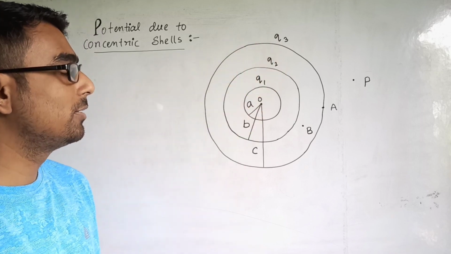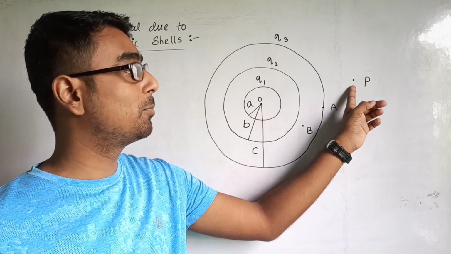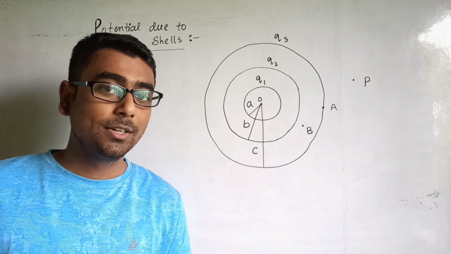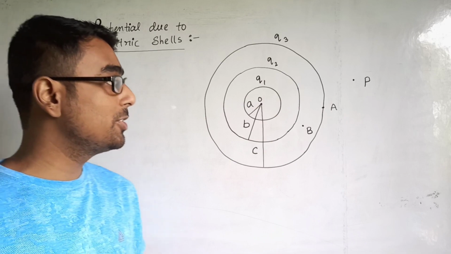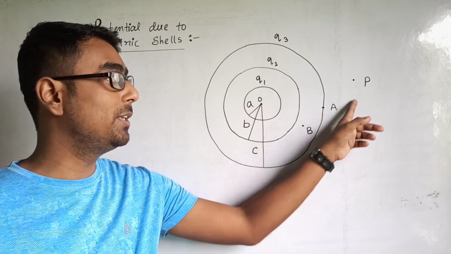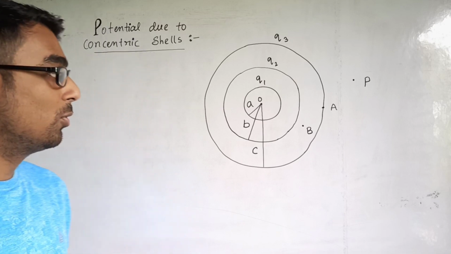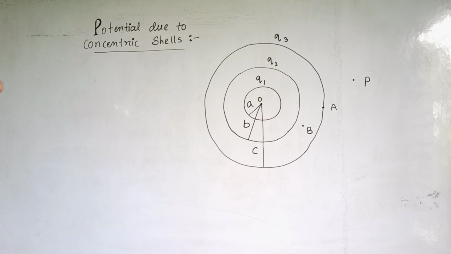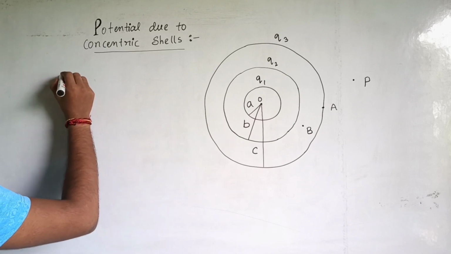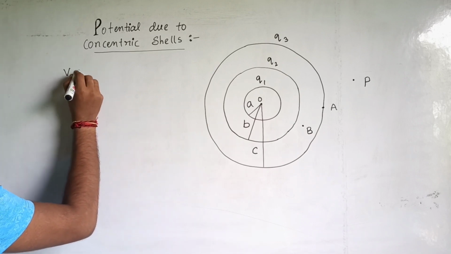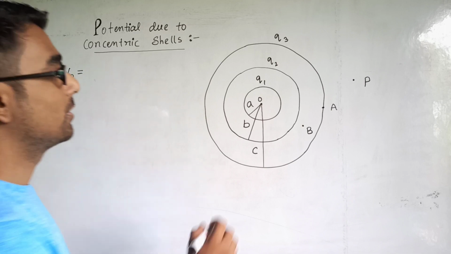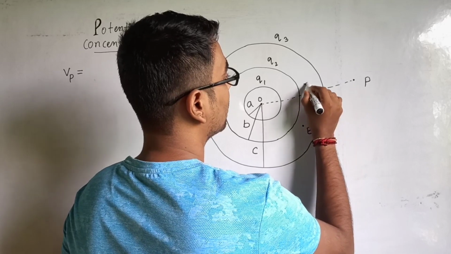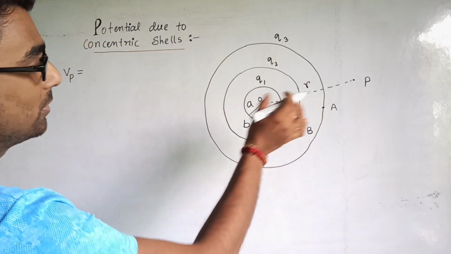Now we consider three different points. Here the point is named P, and here A, and here is point B. Now we need to find the potential at these points A, B and P. So what are the procedures we should follow? First, potential at point P, Vp. Say the distance be R. R is the length of the distance OP.